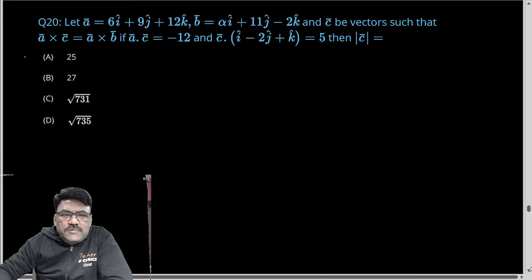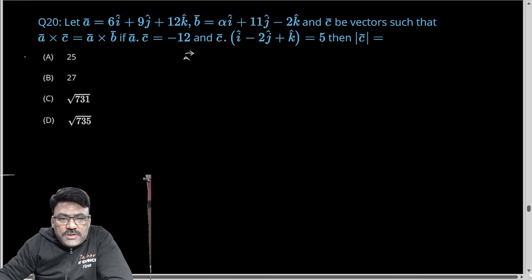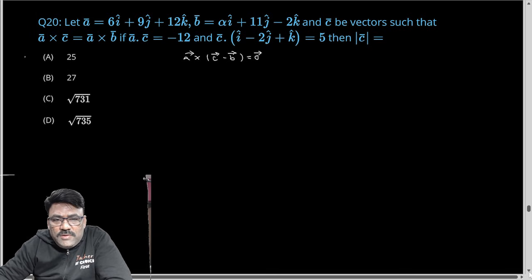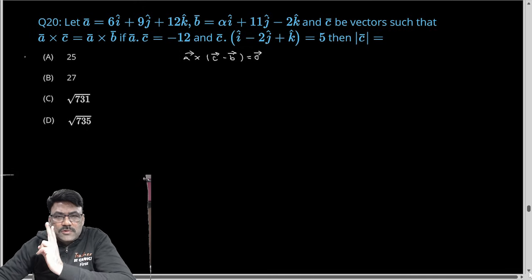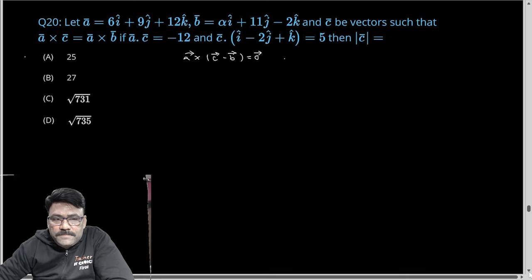So first, if you look at this equation, A cross C is equal to A cross B, I can also write this equation as A cross (C minus B) is equal to 0. Take it to the left side. So A cross C minus A cross B is A cross (C minus B), 0. So now you can see that vector A and C minus B must be parallel vectors. If the cross product of two vectors is 0, then they must be parallel. So hence you can say that this C minus B vector is parallel to A vector.